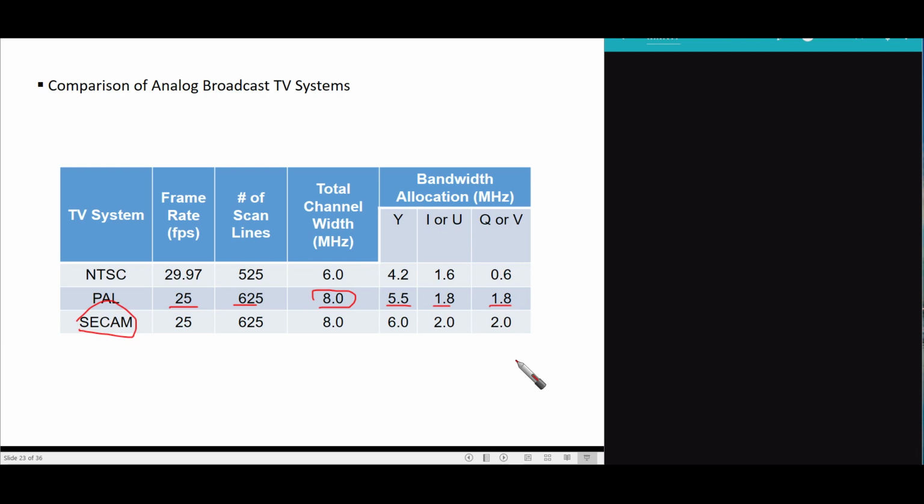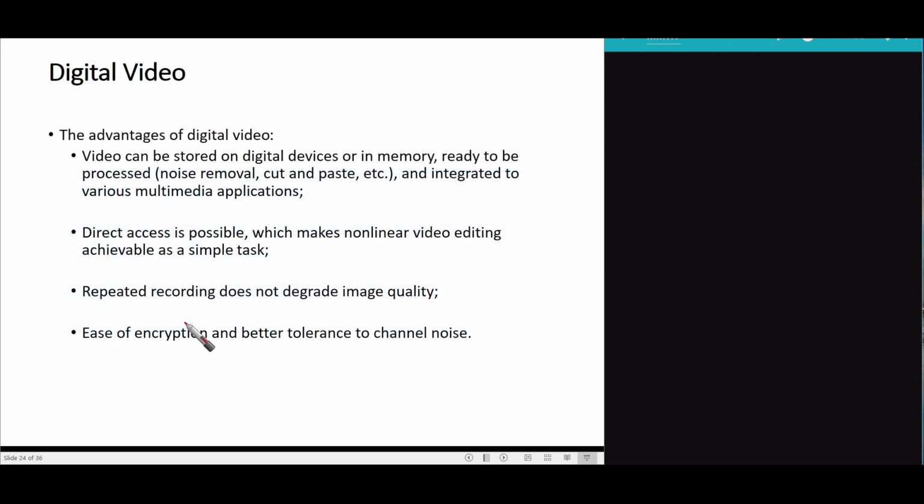So you see, it's all about what their frame rate is, how many lines, what bandwidth they use, and how the bandwidth is allocated for picture information and color information. So these are some comparisons of analog broadcast TV systems. Now we will explain something on digital video.